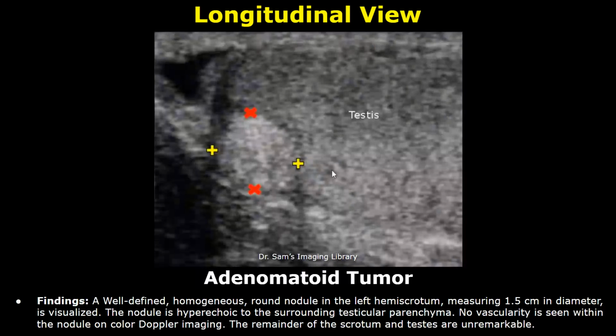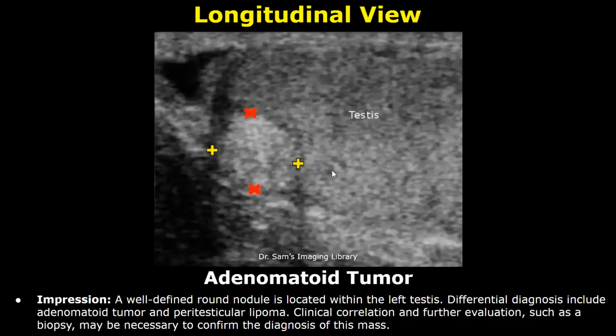An adenomatoid tumor is a paratesticular tumor, which means it grows outside the testis within the scrotal sac. Here are the findings. A well-defined homogeneous round nodule in the left hemiscrotum measuring 1.5 centimeters in diameter is visualized. The nodule is hyperechoic to the surrounding testicular parenchyma. No vascularity is seen within the nodule on color Doppler imaging.